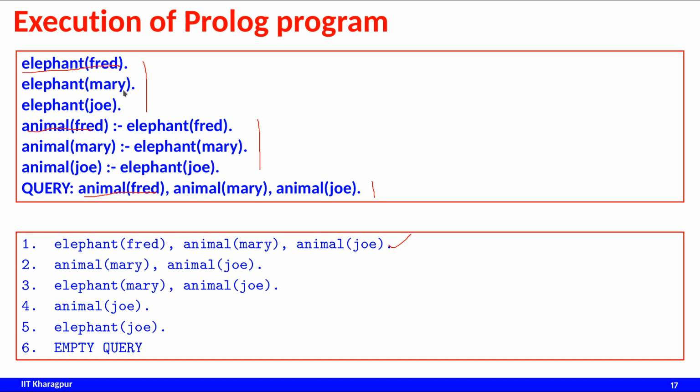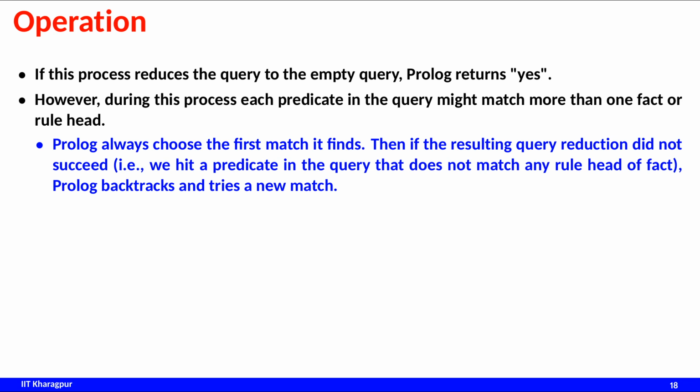Elephant Mary will again match with the ground truth, so we remove elephant Mary and we have animal Joe. If we continue to do so, at some point we will reach elephant Joe, and there is nothing left to check, so I have an empty query. When I get an empty query, I can say it is true. So if this process reduces to the empty query, then Prolog returns yes, which means it is true. And if it does not match with any of those, then it will return false, or respond with a no.